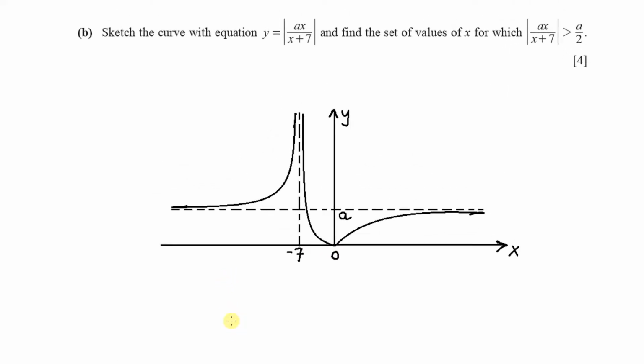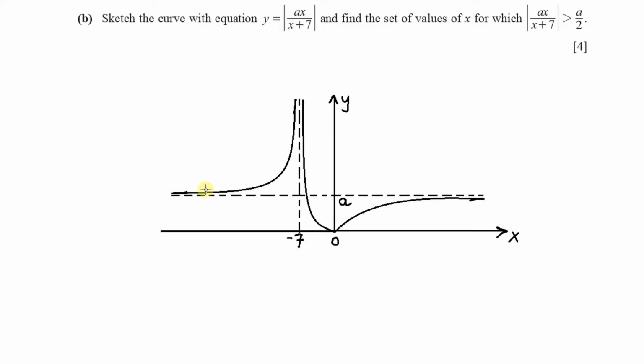So that's it for the graph. Then the other part of the question goes, find the set of values of x for which mod of ax over x plus 7 is greater than a over 2. So here we're going to consider the graph of y is equal to a over 2. Now a over 2 is half of a, which means that we can have the line come out like this. I'll use a different color for it. So I'll say this is y is equal to a over 2.